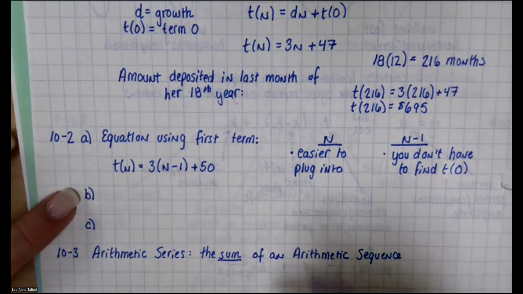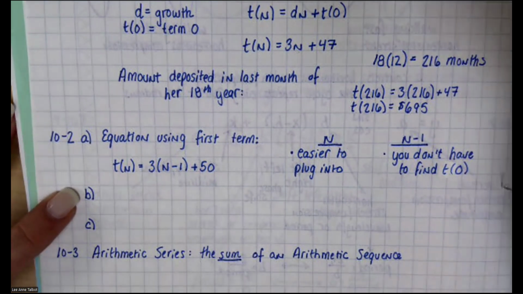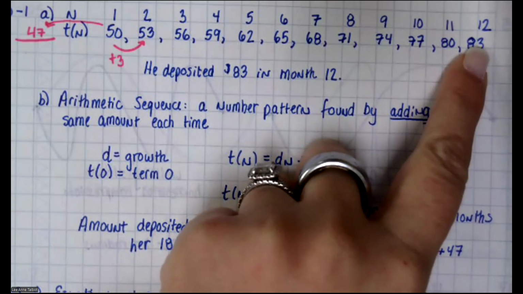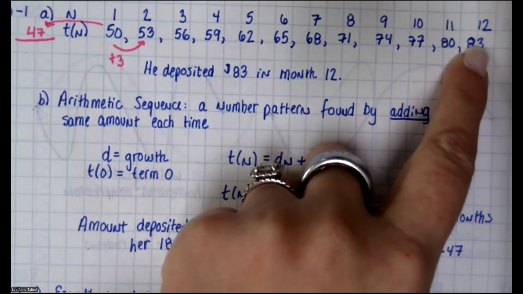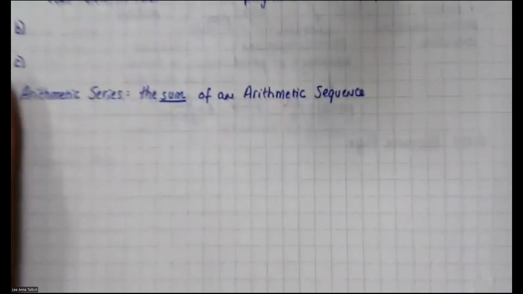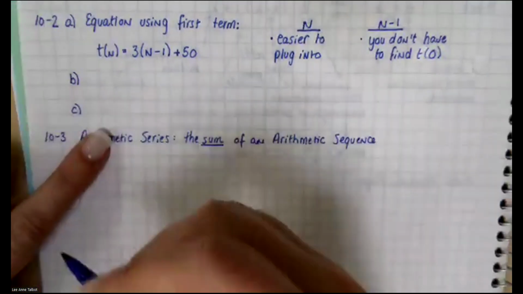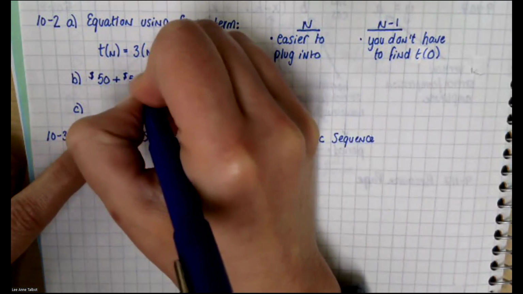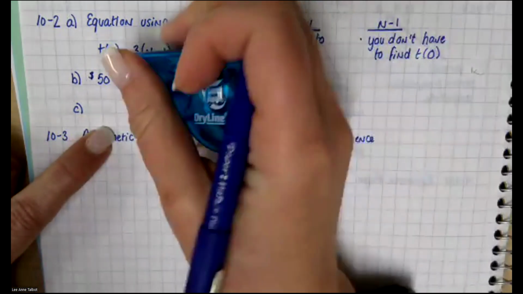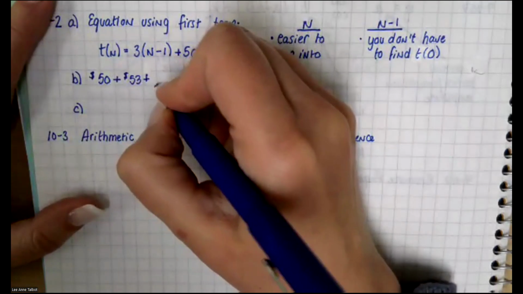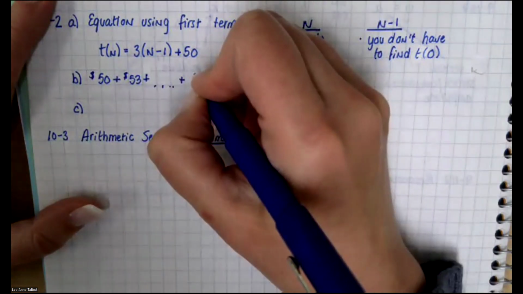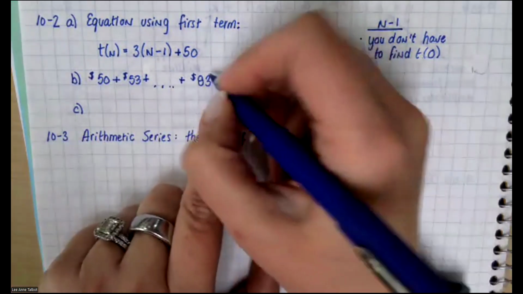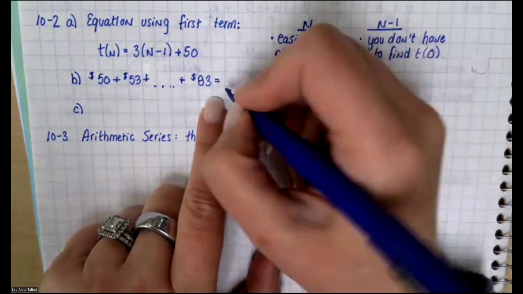Okay, now in B, we are supposed to figure out how much Angela got in her first year. Do you guys trust me to add up all of these things without sitting and adding them all up, just for time purposes? So I'm going to write it like this: 50 plus 53 plus, and then dot, dot, dot, plus 83. So that's just my pattern continuing, dot, dot, dot, but I'm too lazy to write it.